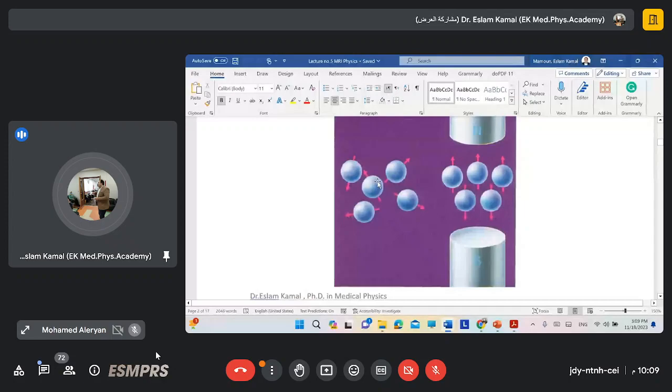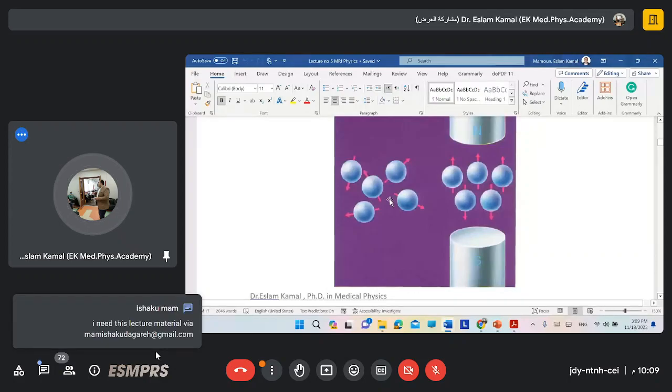So if you have here one proton directed or oriented in a certain direction, you will find another proton oriented in the opposite direction. So the net magnetization here for all protons equals 0. That's why the net magnetization of our bodies is around 0. So we are not attracting each other.